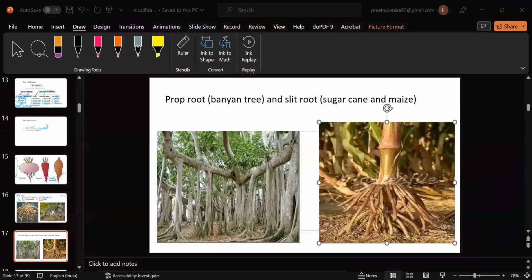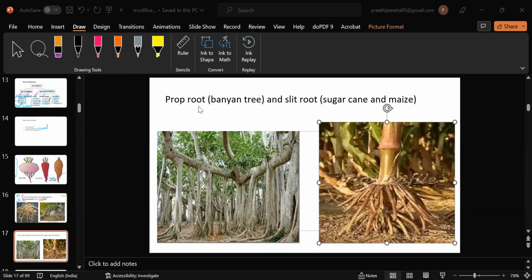Now you can see this is a banyan tree, very famous banyan tree. And you can see the branches. These are big, thick branches which are producing roots. These are known as prop roots.